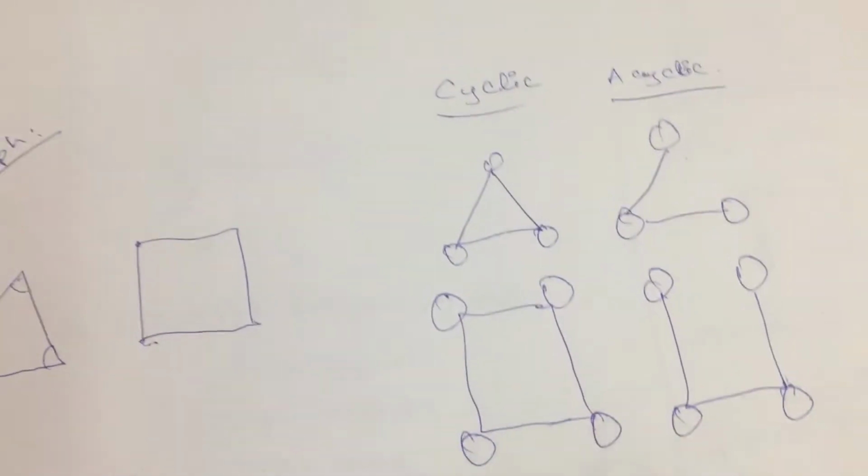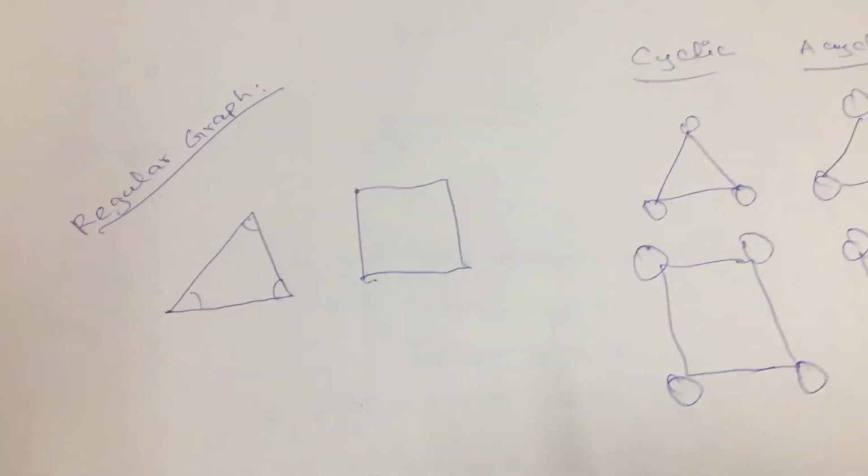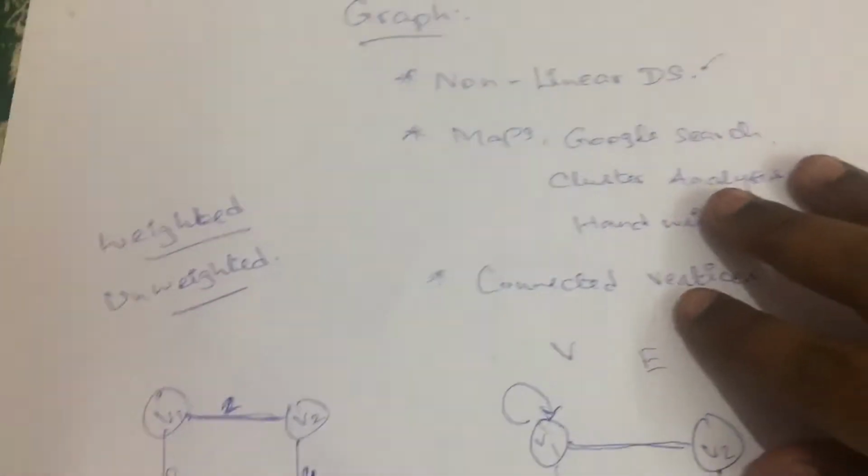So that's all the difference about types of graphs. So let's just revise this once and then we'll quickly move on to an algorithm, right? So the first thing is about what is a graph, right?